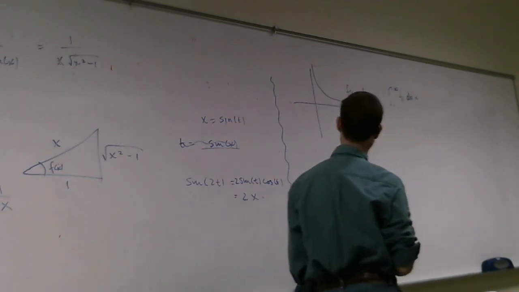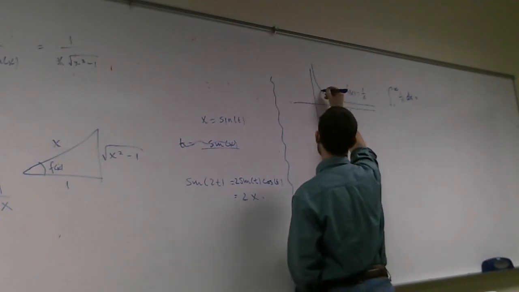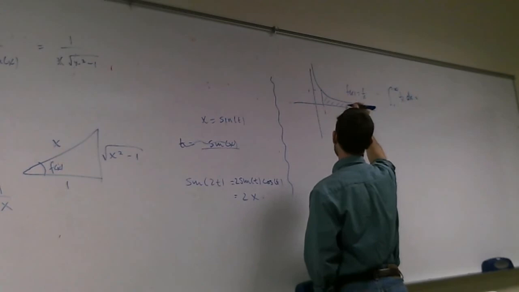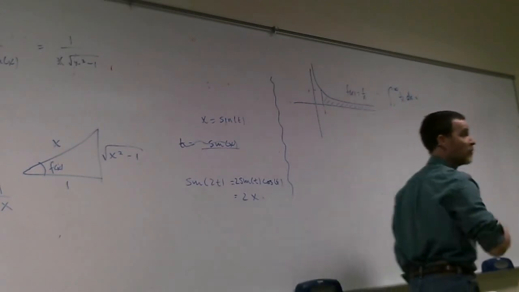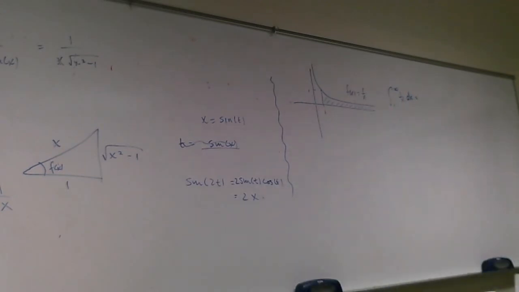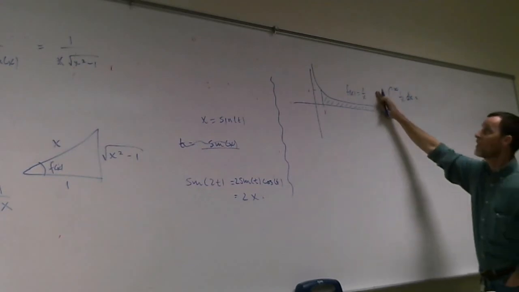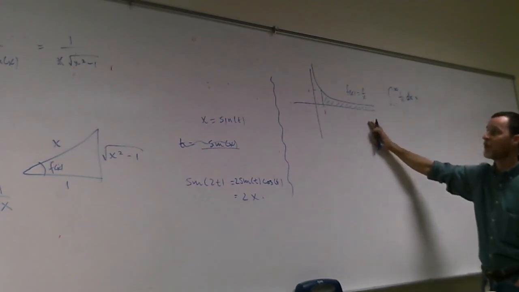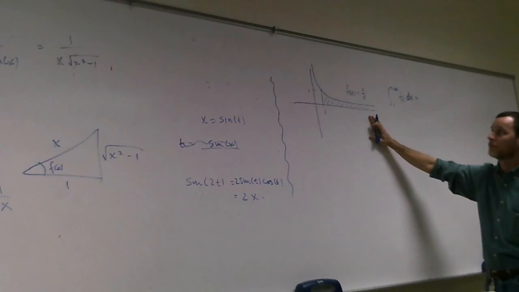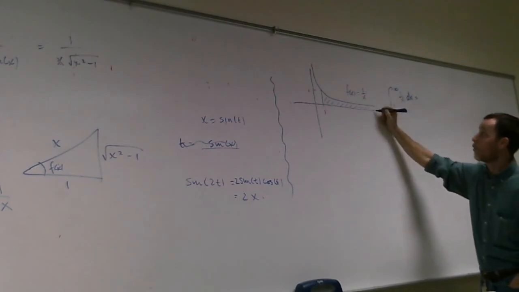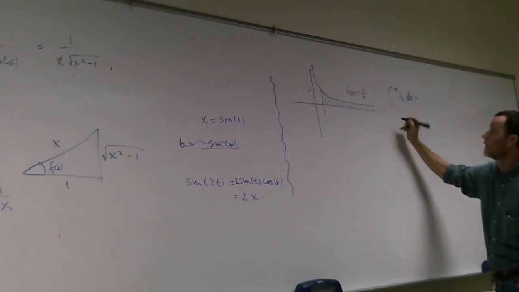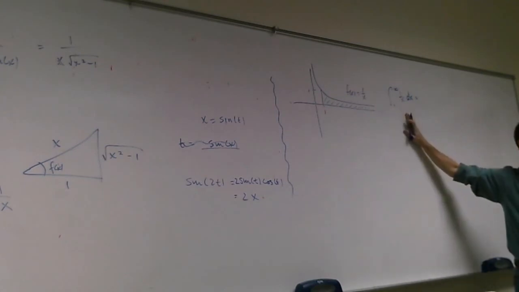So, if I want to do this improper integral, I want to find out what's the area trapped under this curve, f of x is 1 over x, from 1 all the way out to infinity. Then this is what I'd have to do, right?